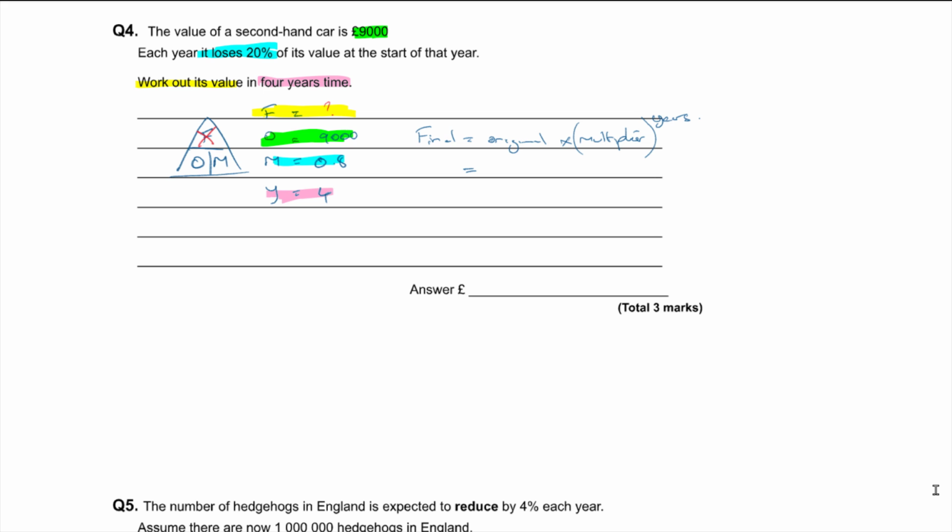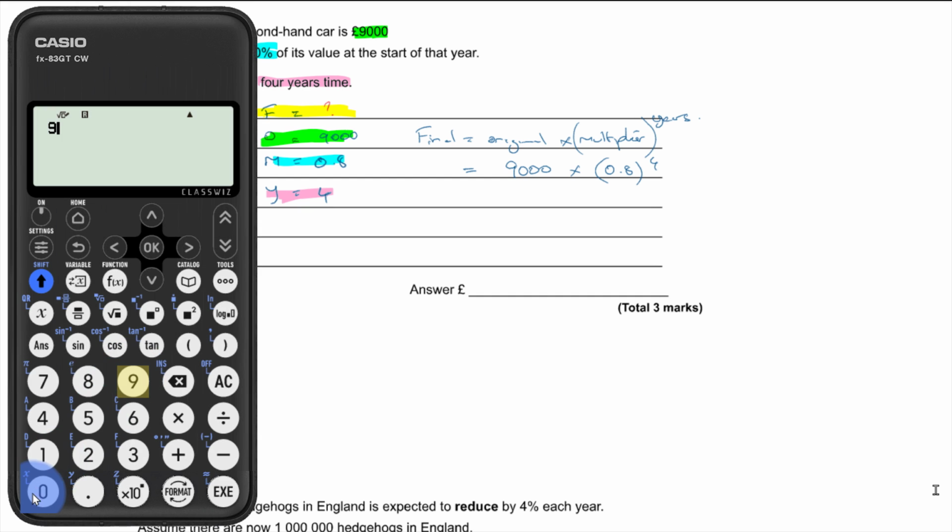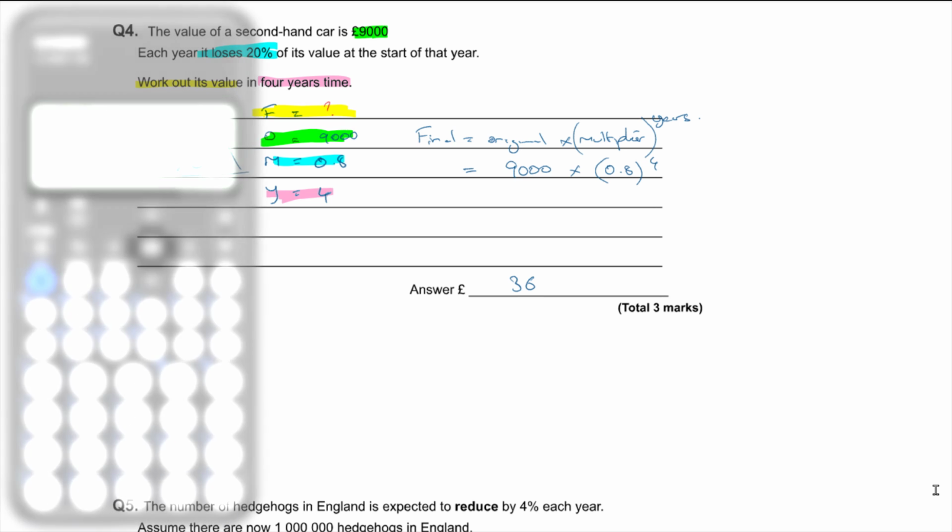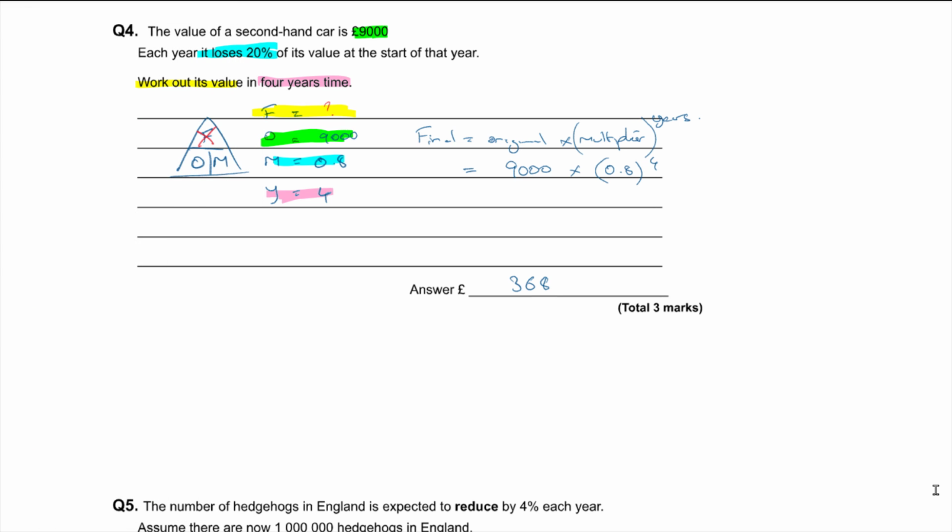Right, so then subbing what we've got. The original is 9,000. I'm going to multiply that by the multiplier of 0.8, and raise that to the power of 4 because it's 4 years. So we've got 9,000 times 0.8 to the power of 4. That comes out to be £3,686.40. So it's pretty much lost 2/3 of its value then, isn't it, in 4 years.